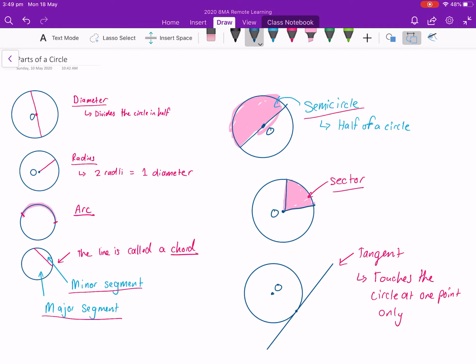And if I had a line on the outside of the circle that touches the circle just once, that is a tangent.